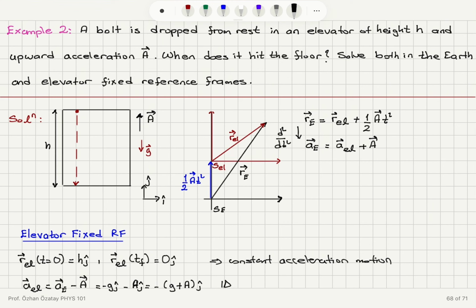The total displacement we have in the elevator reference frame is h, so that's the distance we travel, and we travel this distance with a constant acceleration g plus a, so it's going to be 1 over 2 (g plus a) t final squared. Therefore, we find that the final time will be the square root of 2h divided by (g plus a).